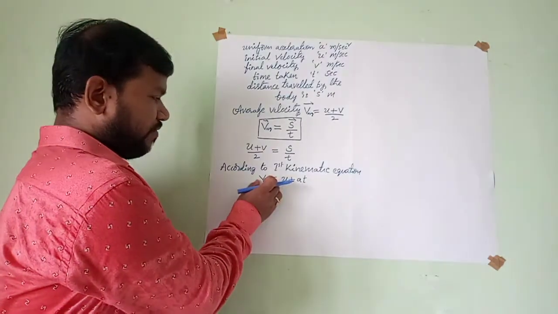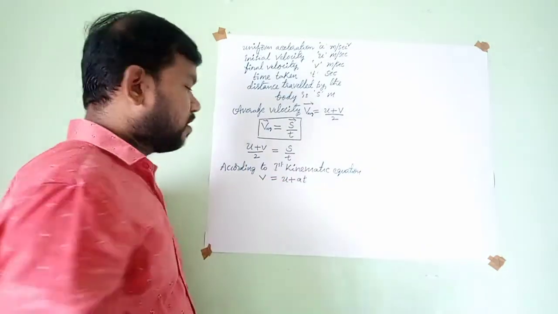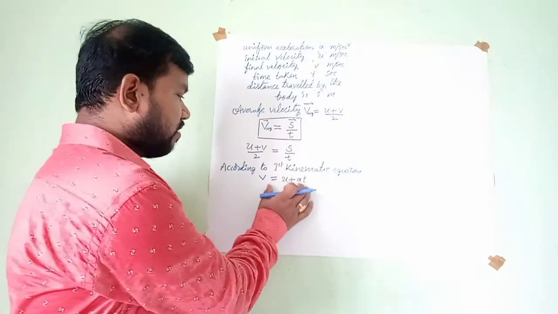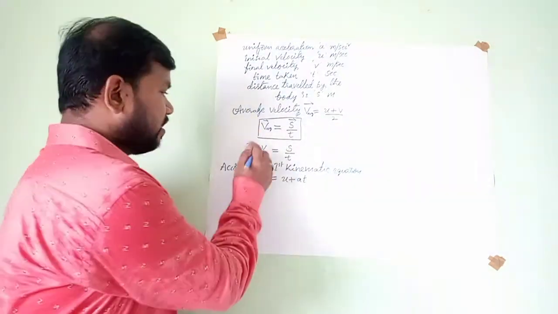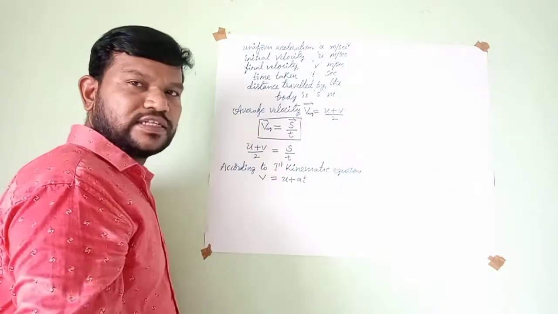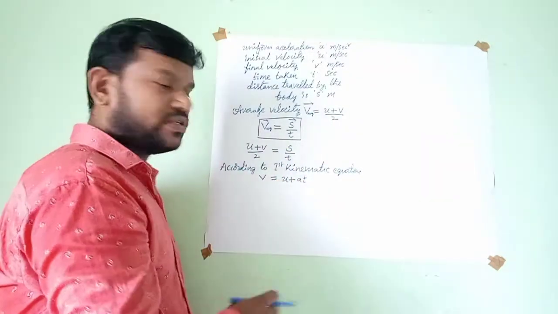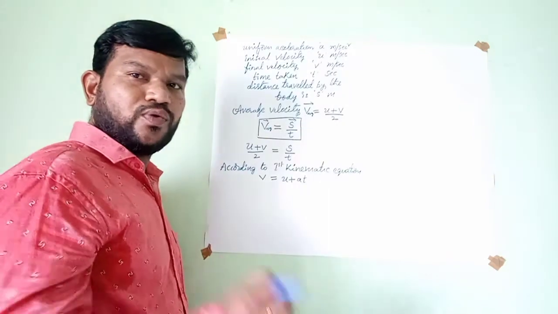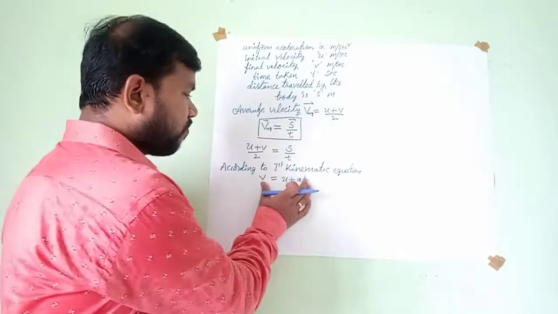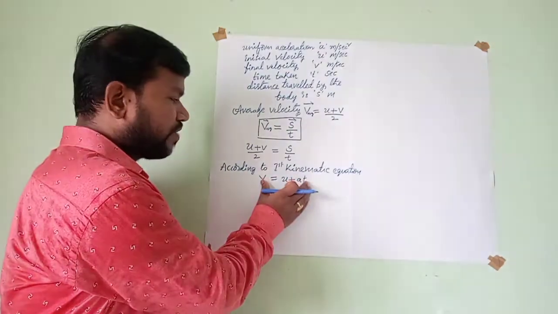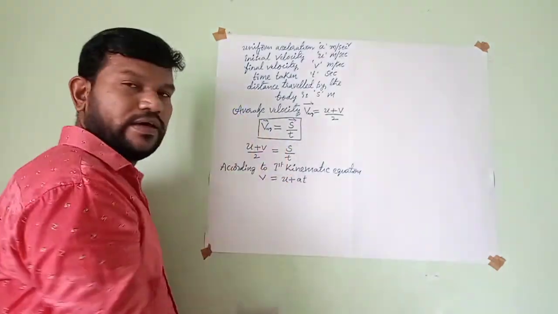So final velocity V is equal to U plus AT. Now substitute this final velocity here, because here this is initial velocity and this is final velocity. According to the first kinematic equation, V is equal to U plus AT. Remember students, what I am doing is substituting this final velocity formula here.